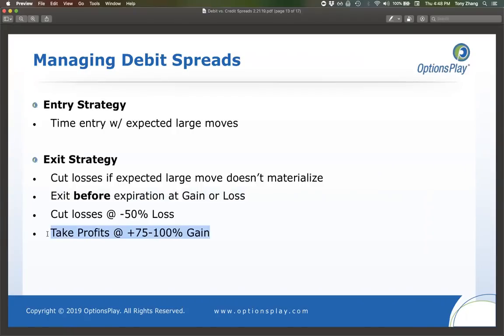On the upside, if you've gained anywhere from 75 to 100% on a debit spread, that's when it's time to, at the very least, take partial profits. If you're trading multiple contracts, you can at least take a few contracts off, take some profits, and keep a few more contracts on. But if you're only trading 1 or 2 contracts, you usually want to take profits once you reach that 75 to 100% gain on a debit spread.